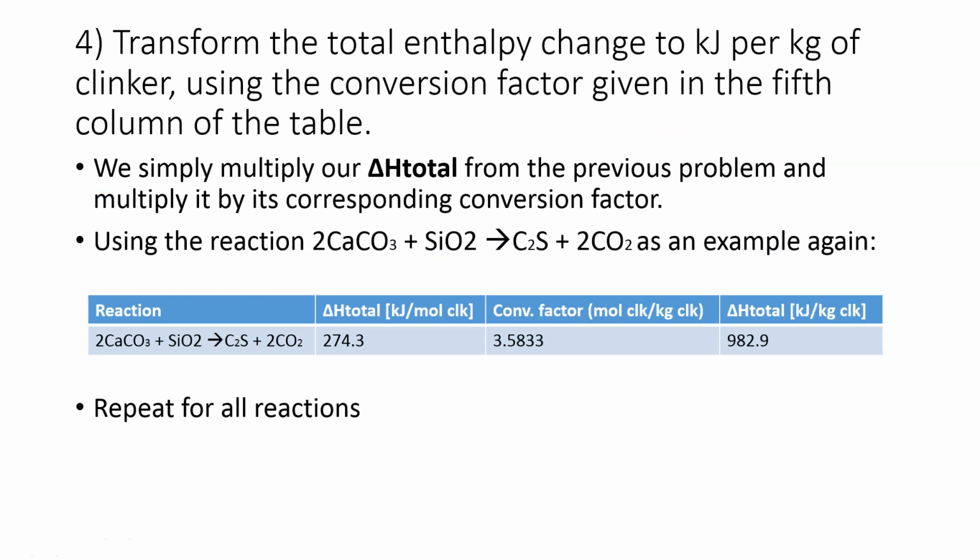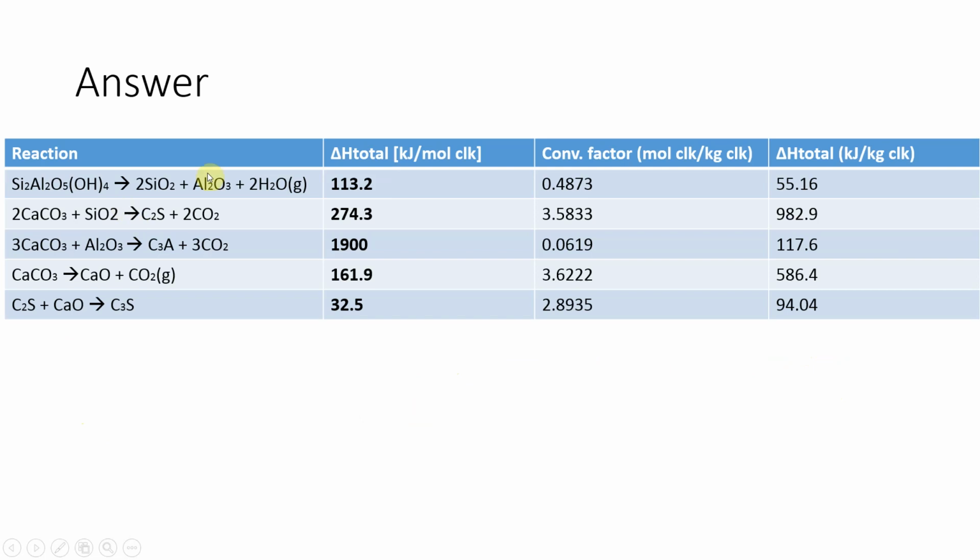So now the next question is to transform the total enthalpy change to kilojoule per kilogram of clinker using the conversion factor given in the fifth column of the table. This is pretty easy. We simply multiply our delta H total from the previous problem by its corresponding conversion factor. Using the same reaction as before as an example, this is the H total that we got in the previous problem. This is its conversion factor, and this is our answer for this question, 982.9 kilojoule over kilogram clinker. So it's just a simple multiplication. And again, repeat for all reactions, and we should get these answers.